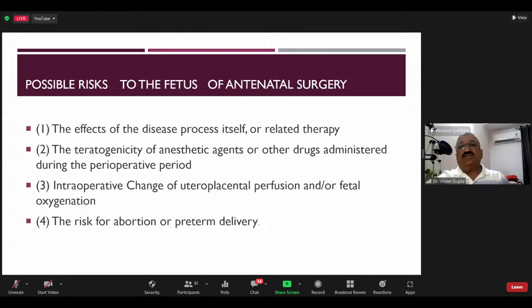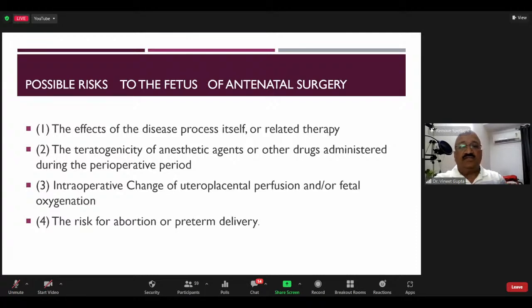Possible risks to the fetus of antenatal surgeries: the effect of the disease process itself or related therapy; then the teratogenicity of the anesthetic agent or any other drug administered during the perioperative period. This is a very big subtopic of this topic, teratogenicity of the anesthetic agent. We will be talking at little length on this topic.